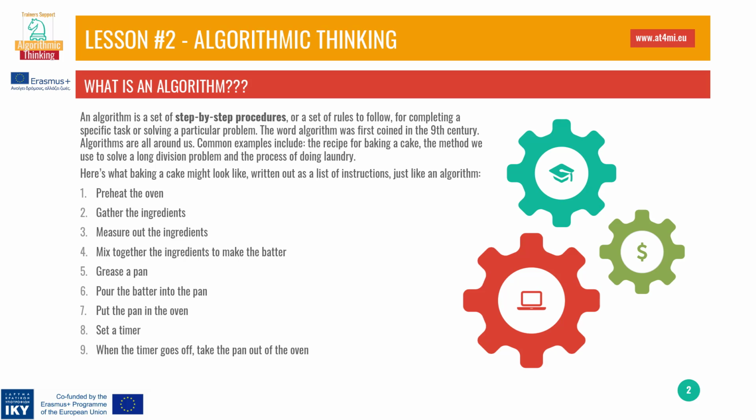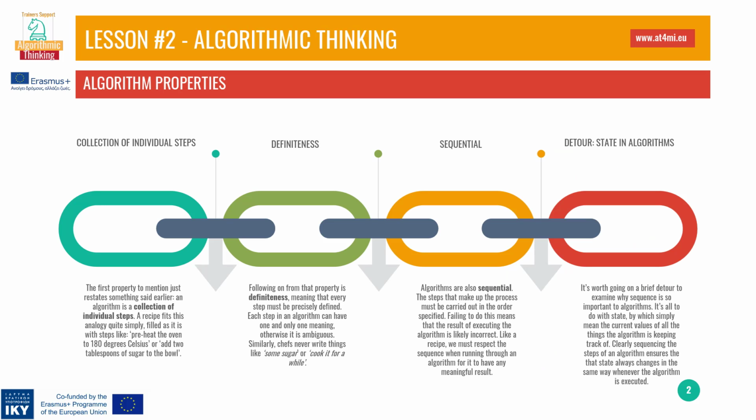Algorithm properties. The definition of an algorithm is complex and involves several properties. This subsection describes those properties. Collection of individual steps. The first property to mention just restates something said earlier: an algorithm is a collection of individual steps. A recipe fits this analogy quite simply, filled as it is with steps like, preheat the oven to 180 degrees Celsius or add 2 tablespoons of sugar to the bowl.